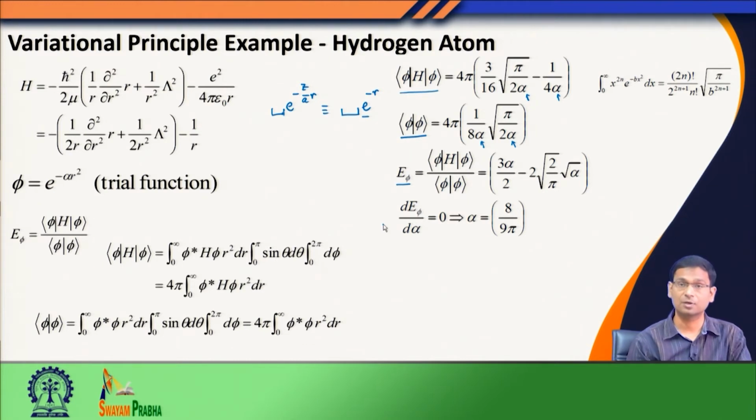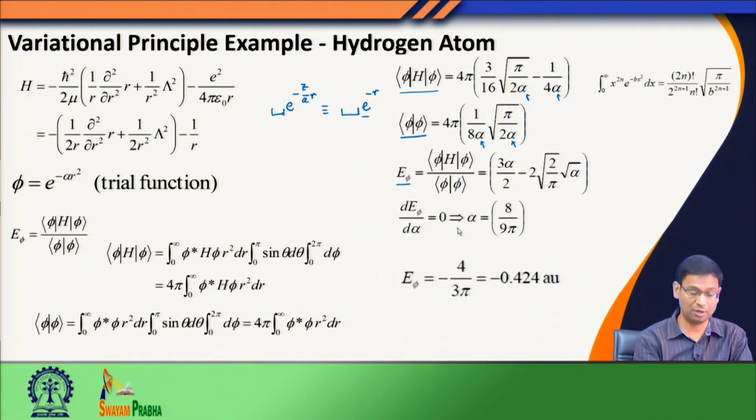So, this tells me what is the best solution that I would get if I take my trial function as a Gaussian function instead of an e to the power minus r function. The answer is that the best case scenario is when you consider alpha as 8 by 9 pi. That will be the best approximation to the true solution when you make this guess function. So, let us see, when I put this value of alpha and calculate the energy, what do I get? I get the energy which is minus 0.424 atomic unit.